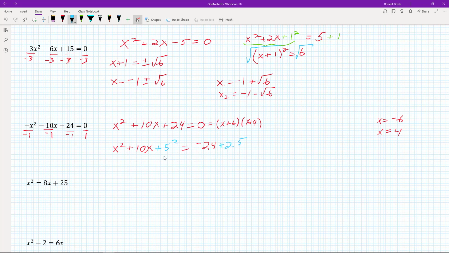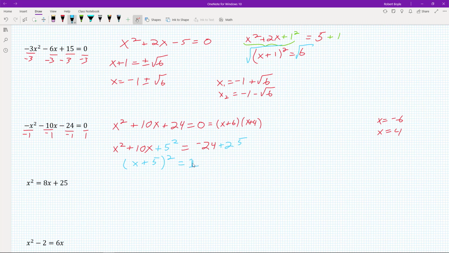Okay, once again, this is a perfect square. This can be written as x plus 5, the entire thing squared. And that will be equal to negative 24 plus 25, which is equal to 1.